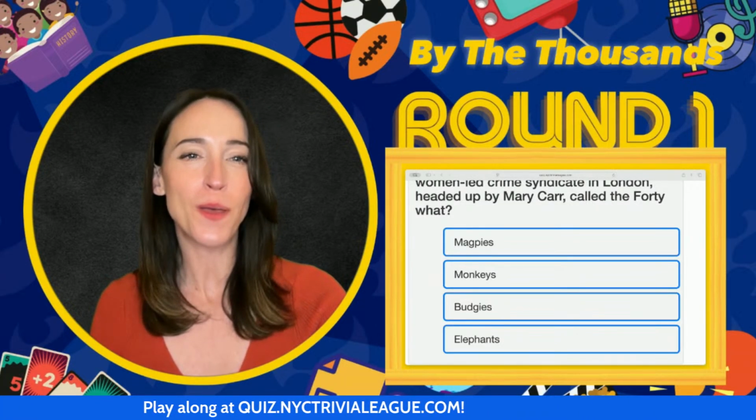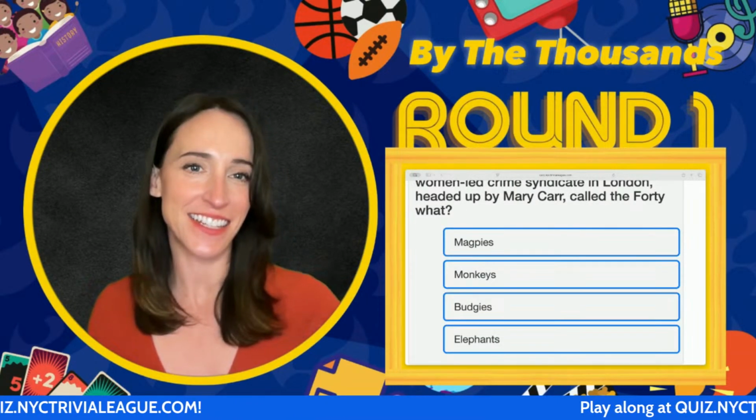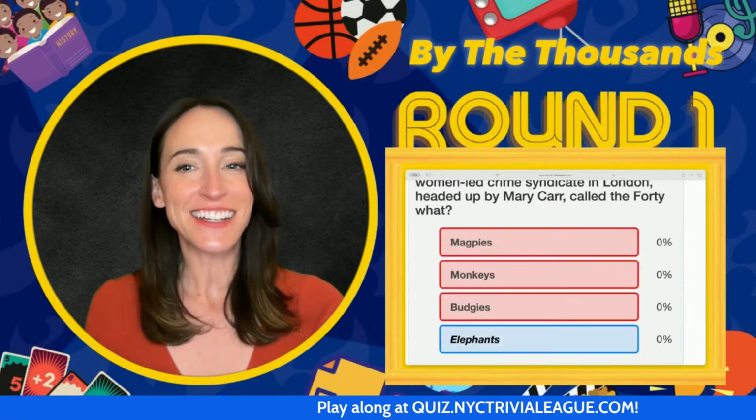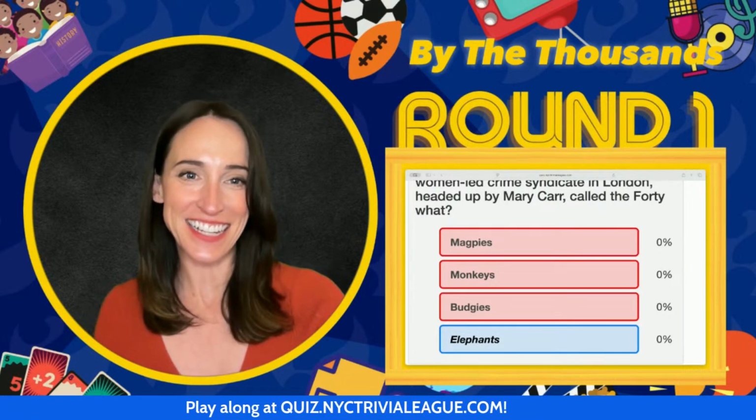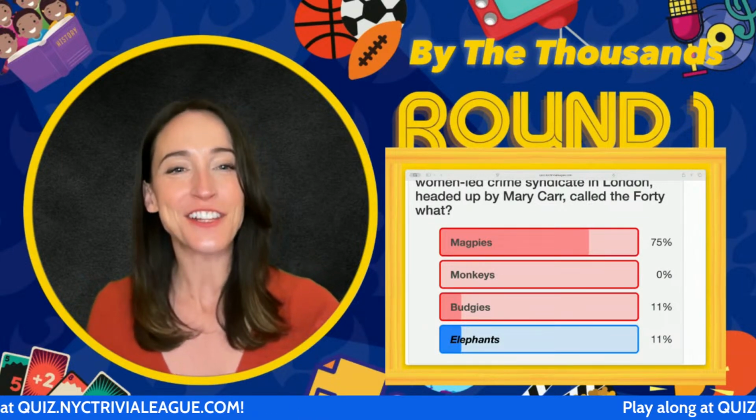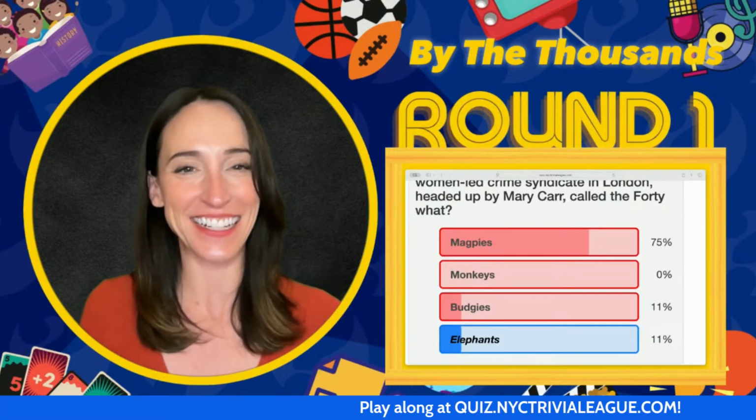A real women-led crime syndicate in London in the 1800s. They're called the 40 Elephants, is your correct answer. It was such a hard question. Congratulations to the 4 teams that got that one right.